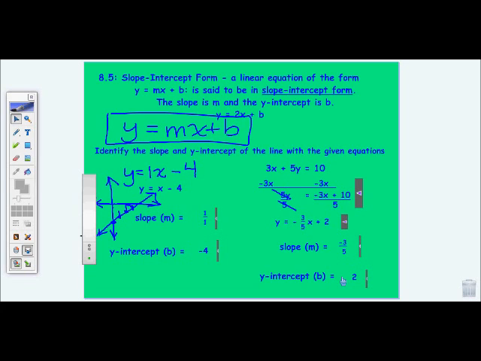Constant term, coefficient. Okay, look at this one. We had to get y isolated by itself. Okay, we got that here. 5y equals negative 3x plus 10. We need y to be a single y. So I divide both sides by 5. I get y equals coefficient x plus constant term. Coefficient is my slope. Constant term is my y-intercept. Slope-intercept form.